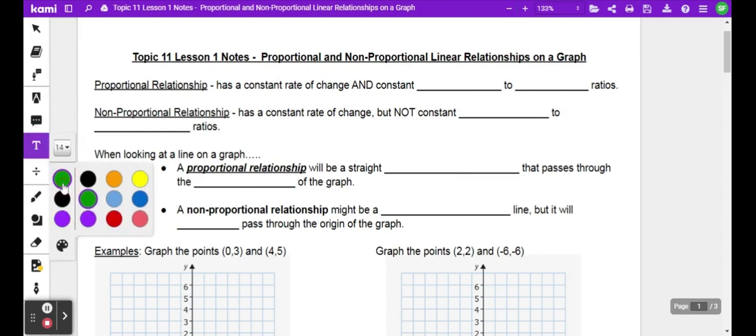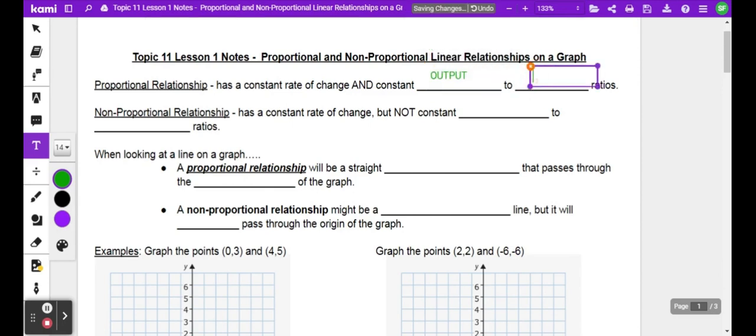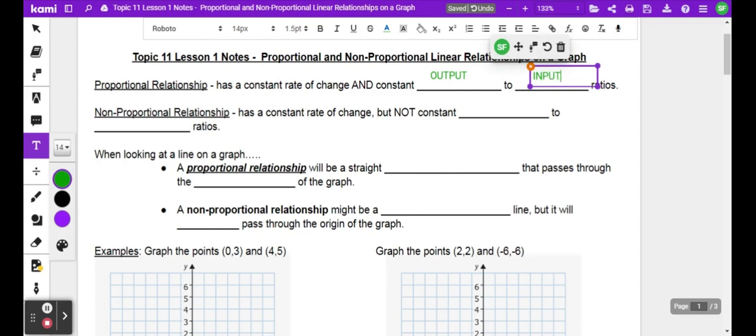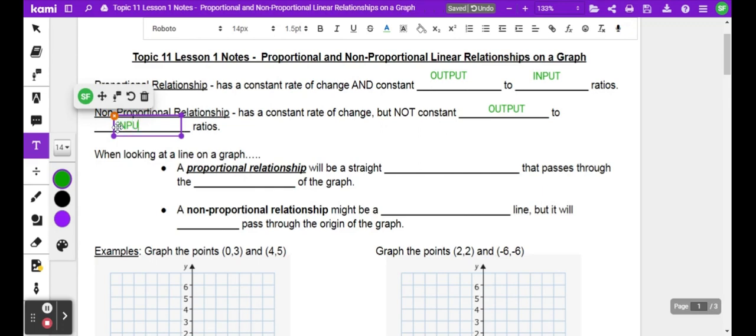A proportional relationship is going to have a constant rate of change and a constant output to input ratio. We'll get into that a little bit more later in the topic. Non-proportional relationships might have a constant rate of change, but they are not going to have constant output to input ratios. Again, we'll get more in depth with that as we go into the topic.